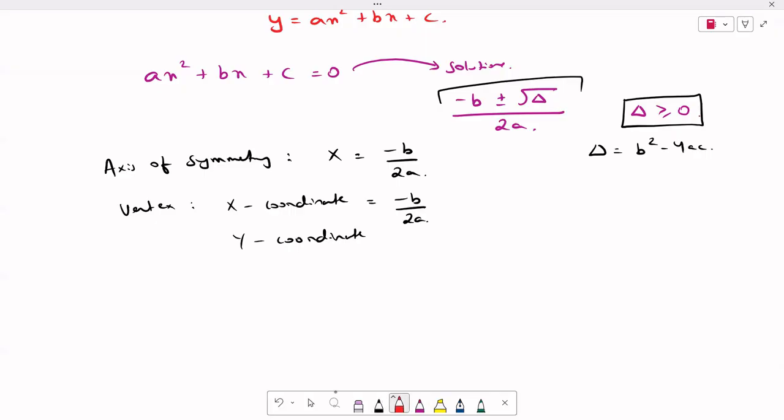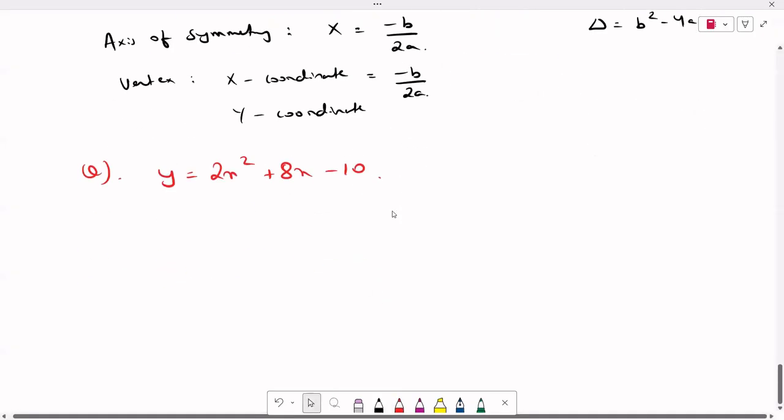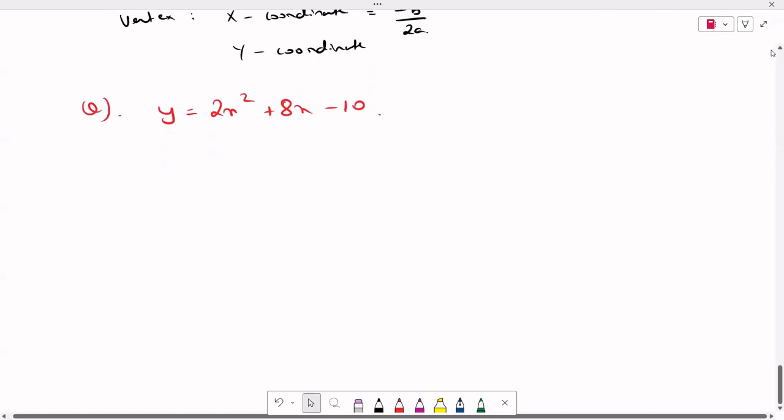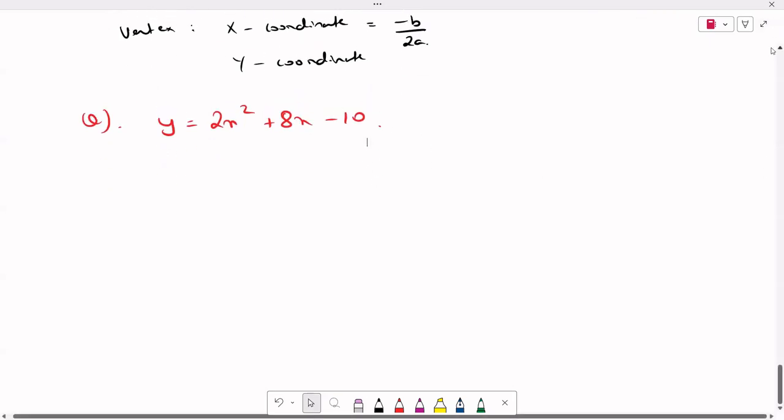Okay, so let's say I have been given y equals 2x² + 8x − 10, and I need to sketch this quadratic. First things first, I can clearly see that the value of a is greater than 0.